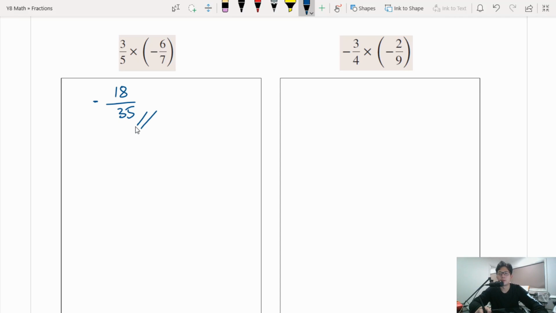Alright, now this one on the right, we have two negative fractions. That means our answer will be a positive number or positive fraction. So we have 3 times 2, that gives us 6, over 4 times 9, that gives us 36. In this case, this fraction can be simplified further. Both the top and the bottom can be divided by 6. And if we do that, that gives us a value of 1 over 6.